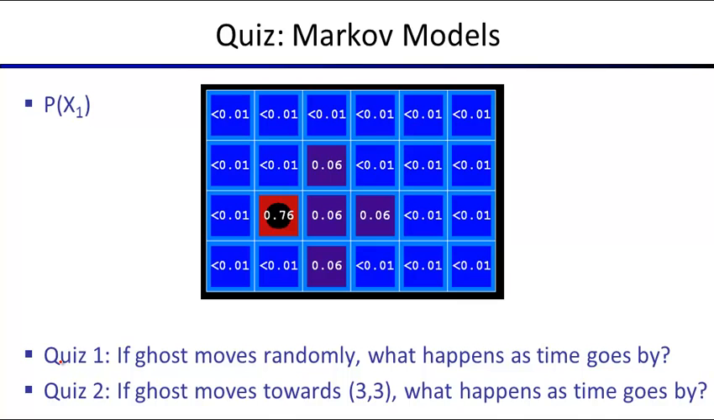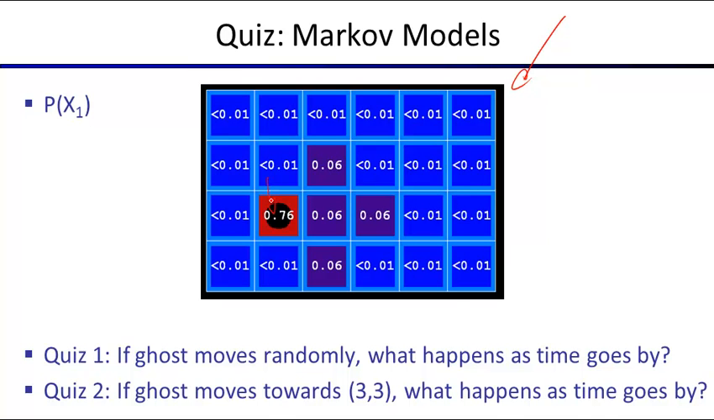Okay, let's do a little quiz here on Markov models. Two questions. The setup is that we have a ghost. We don't know where the ghost is, but we have an initial distribution, which is shown over here. So most of the probability mass is over there. The first question is, if the ghost moves randomly, let's say equally likely in all directions, as time goes by, what will the distribution look like for where the ghost might be? Question 2 is, if the ghost moves towards the square with coordinates 3, 3, what happens as time goes by?